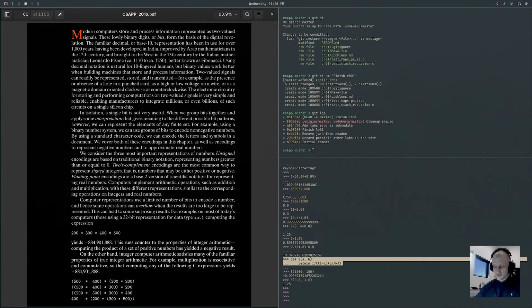In isolation, a single bit is not very useful. When we group bits together and apply some interpretation that gives meaning to the different possible bit patterns, however, we can represent the elements of any finite set. Sorry, let me reread that.